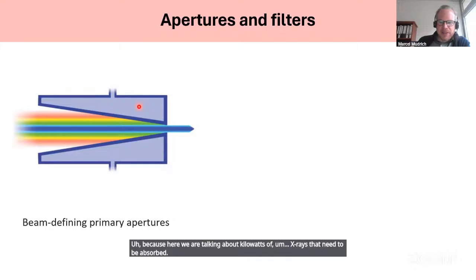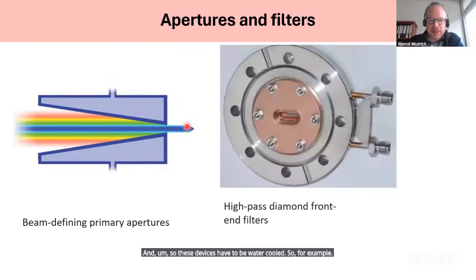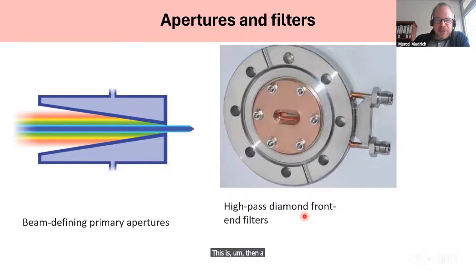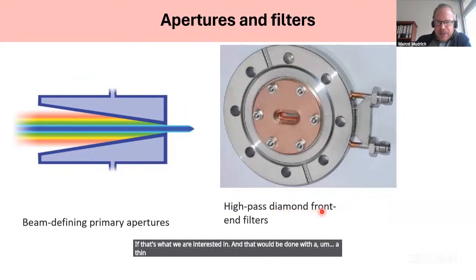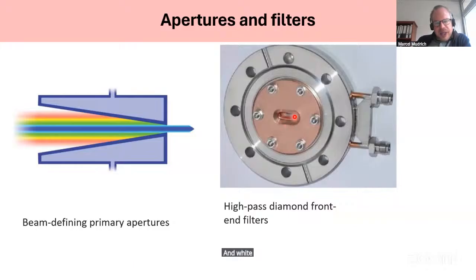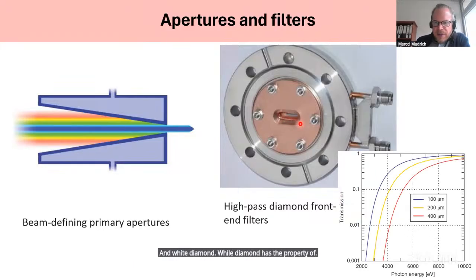And so these devices have to be water cooled. So for example, this is then a high pass filter that would sit just behind this aperture to roughly filter out only the X-rays, or the hard X-rays if that's what we are interested in. And that would be done with a thin diamond layer. And why diamond? Well, diamond has the property of transmitting radiation only above a few kilo electron volts of photon energy, depending on the thickness.